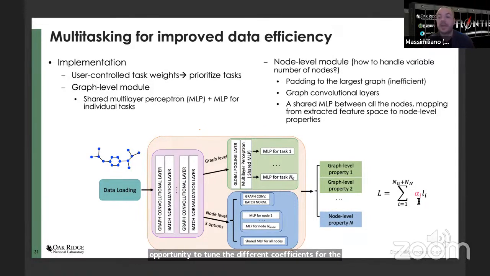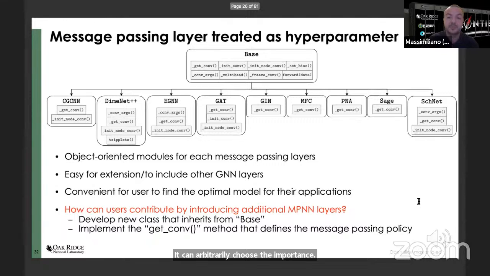The user also has the opportunity to tune the different coefficients for the loss function associated with every predictive task, so that if for some reason the user wants to give higher priority to some tasks over others in the multitasking learning framework, they can arbitrarily choose the importance that each task has over the others.